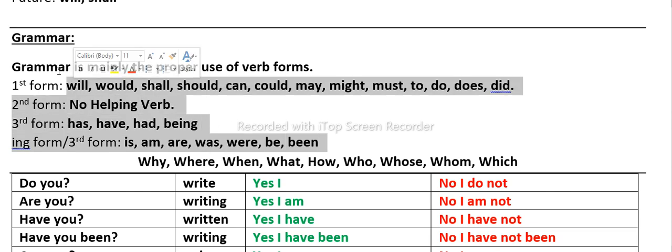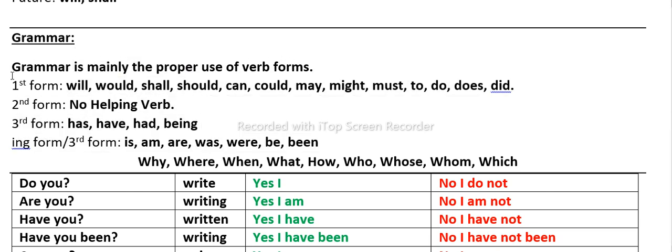So remember this one sentence: grammar is mainly the proper use of a form. This is 97% like this. And if you don't do this, I'm afraid your English will go wrong. If in your grammar you have not learned the proper use of a form, you have learned nothing; 97% you have not learned anything about grammar. So let's see what the proper use of a form is.